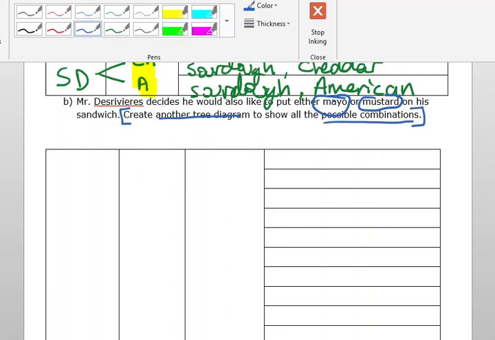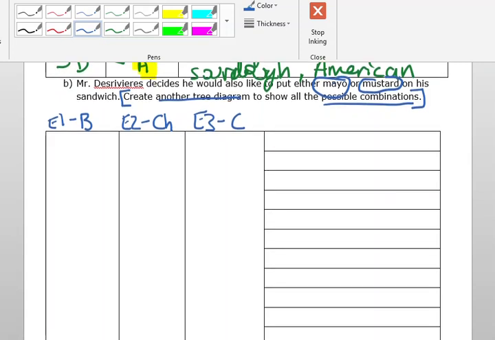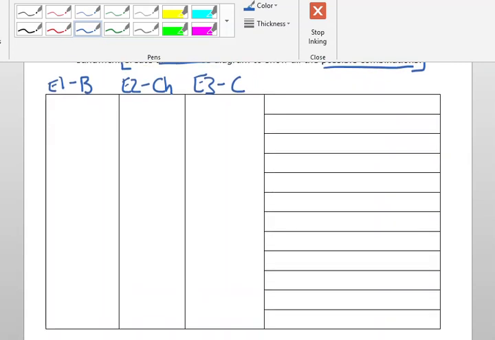Okay, so here I have three events. My event one is bread. My event two is cheese. And my event three is the condiment. Okay, so same deal. And these can get really sloppy really quickly, so it's important that you try to be as neat as possible. So I'm going to have my white bread here, my wheat bread, and my sourdough bread.